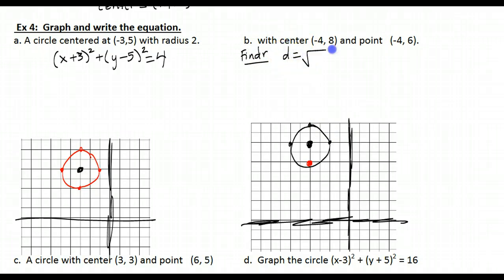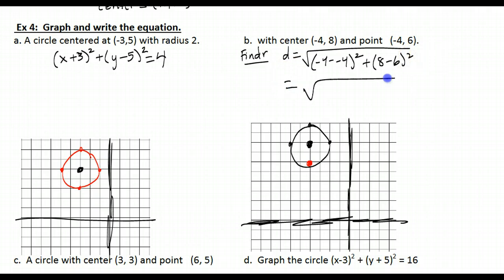So to find the radius, you can take the distance of those 2 points. So x subtract x, y subtract y squared. So I get 0 squared plus 2 squared, and that is the same thing that I already figured out by just looking at the picture.